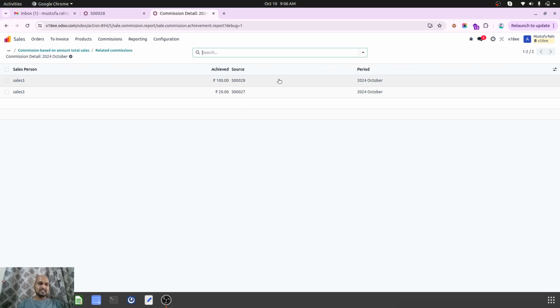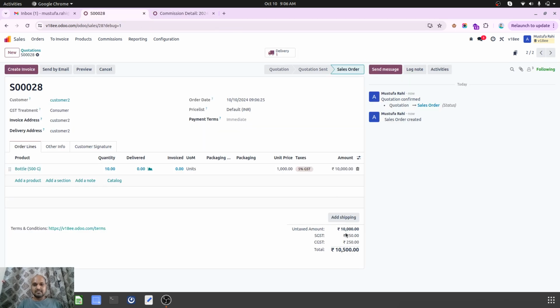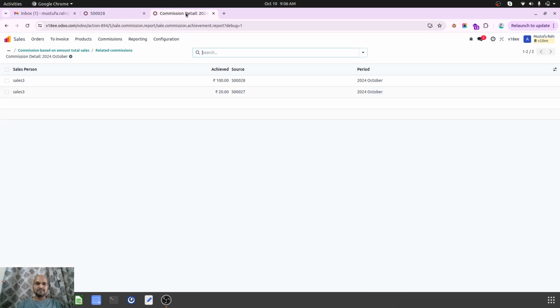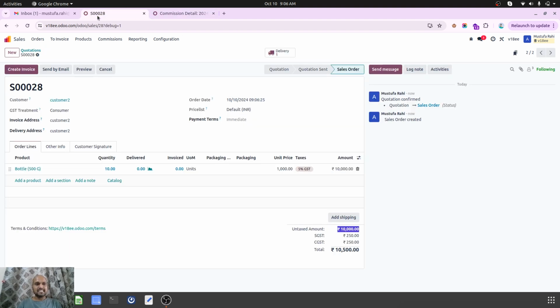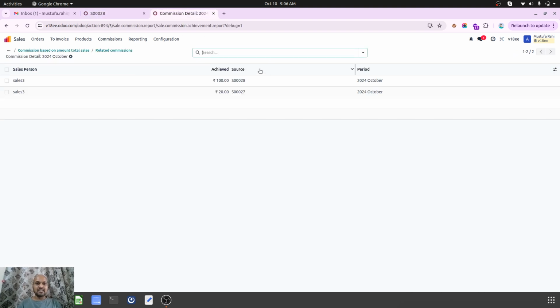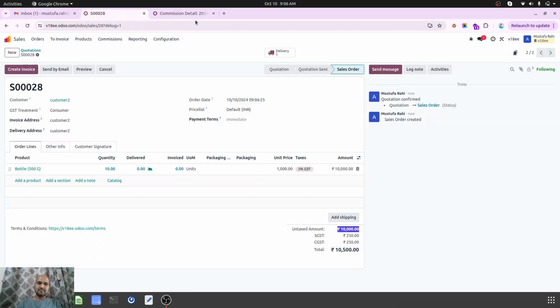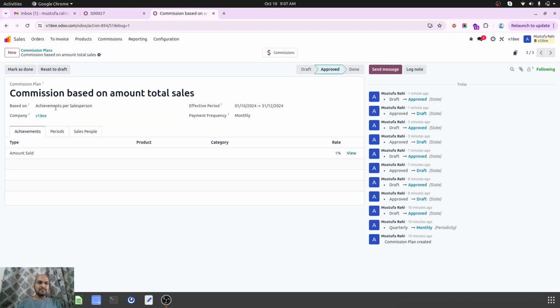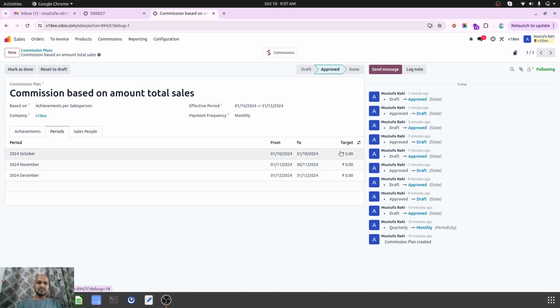How? Let's understand this. The total sold amount is 10,000 over here, and based on that 1% has been calculated as the commission rate, which you can see with the source also as SO28. On SO28 I am eligible to get 100 rupees as commission, and in SO27, which was there, I am getting this much. So when you set any plan which is based on achievement, the target won't matter over here.